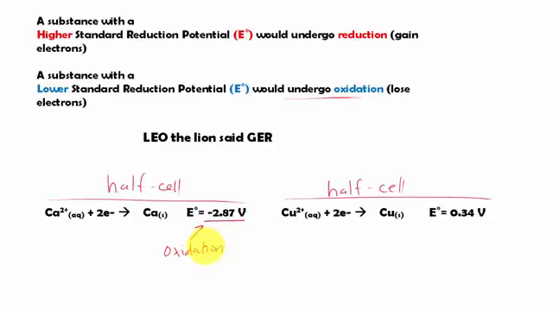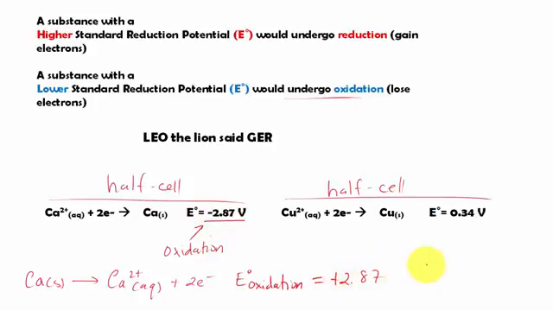So what does that mean? When it exists as oxidation, we are going to reverse everything. In this case, we have Ca solid producing calcium 2 plus aqueous plus 2 electrons. And what happens to the value of the reduction potential when it becomes the potential of oxidation? Of course, the sign is going to be opposite. It was negative 2.87, now it becomes positive 2.87.